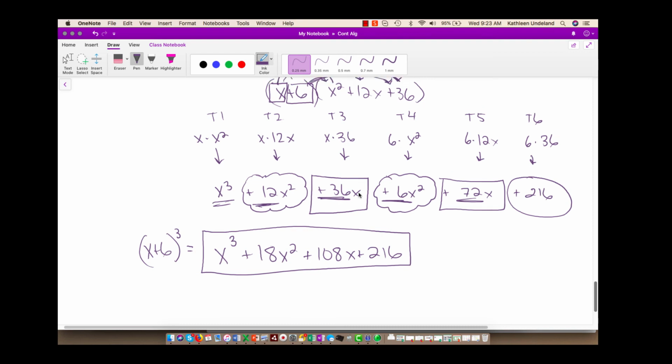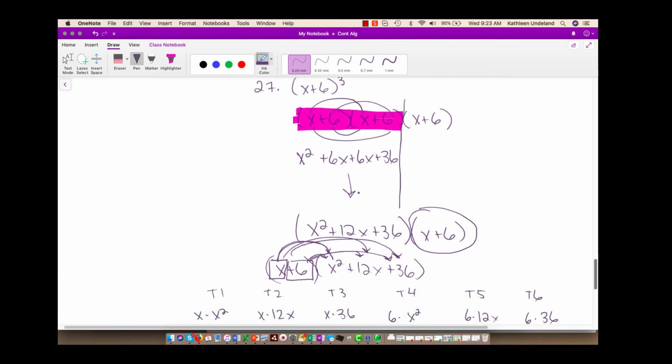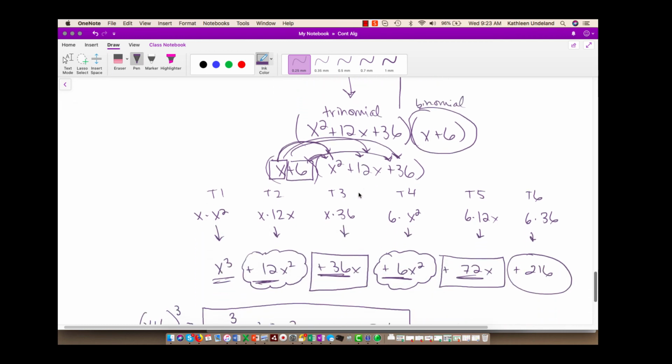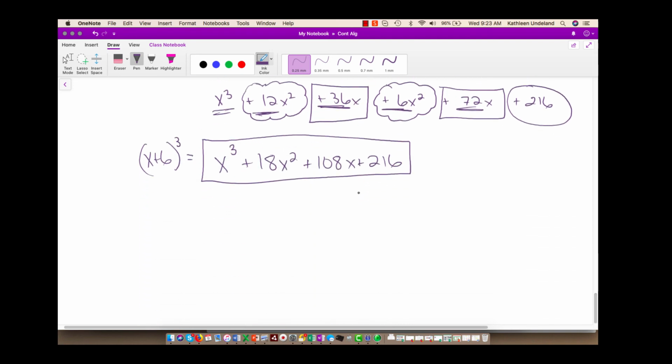So again, notice it started as a FOIL problem. We did that part first. It was almost like a side problem. And then we came back and said, oh, we're not done yet though. That trinomial has to be multiplied by this binomial. And then we did those terms, evaluated each of them, and then got our answer.